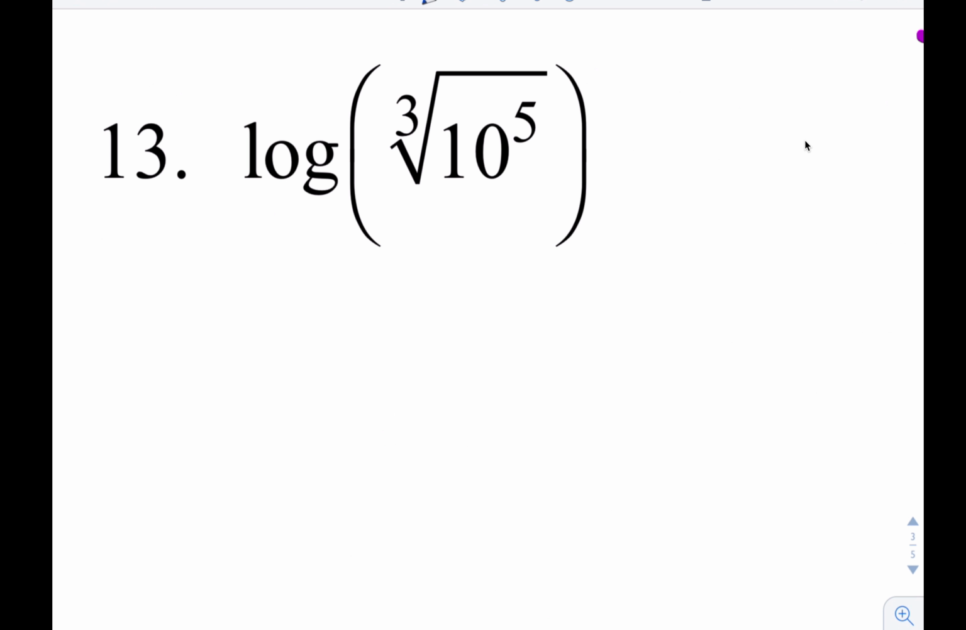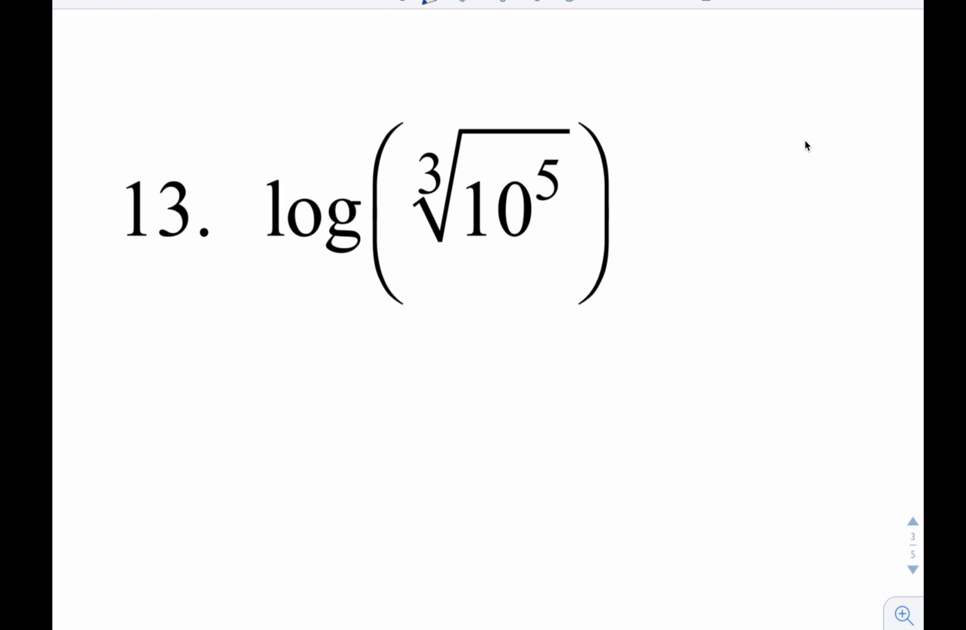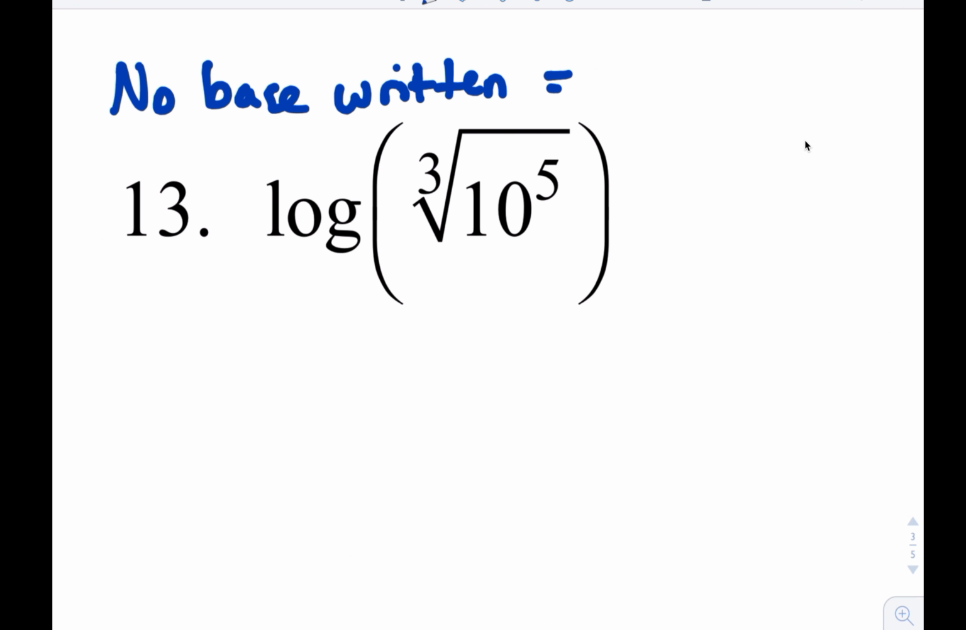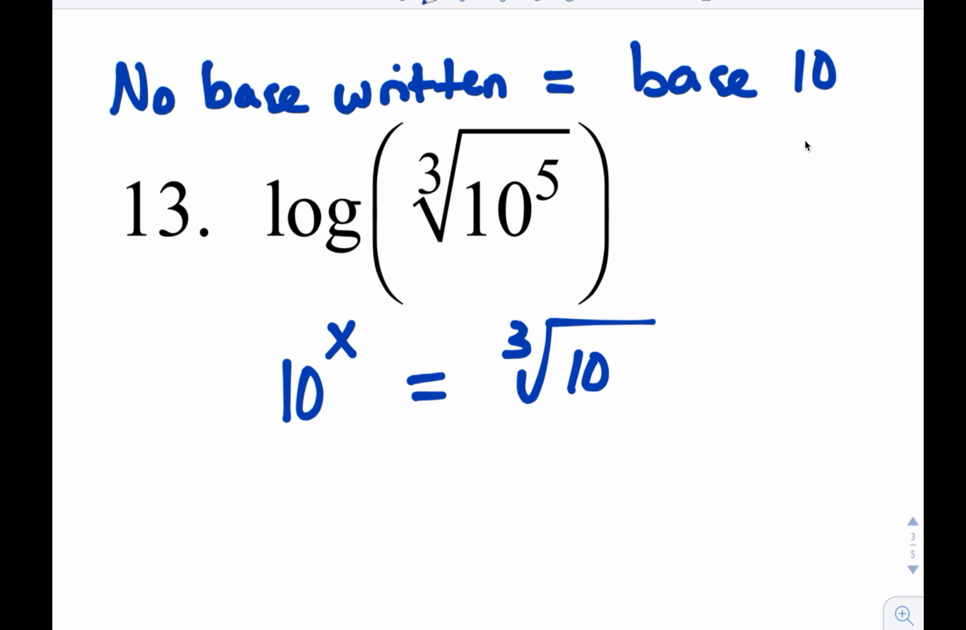Okay, so this one is now log of the cube root of 10 to the 5th. Now remember, if you don't have a base written, that means that it's base 10. That's the common base. It's just the way that we write it in mathematics, that you just don't write the base if you're talking about base 10. So this is going to be now 10 to some power is going to give me the cube root of 10 to the 5th.